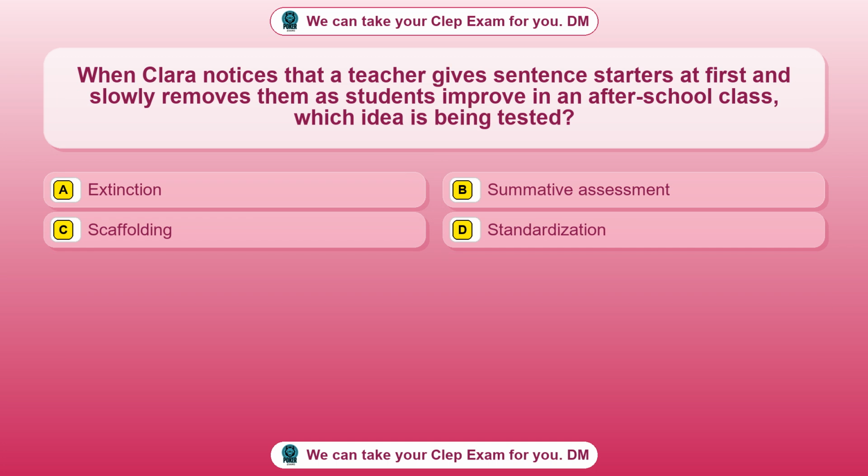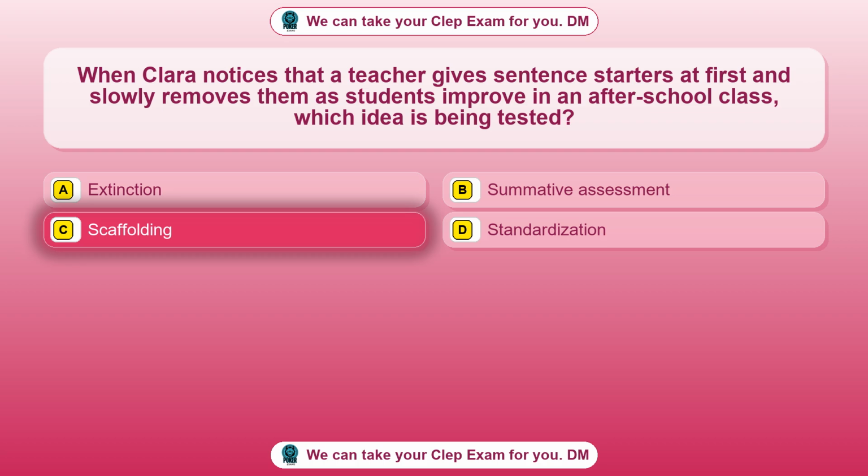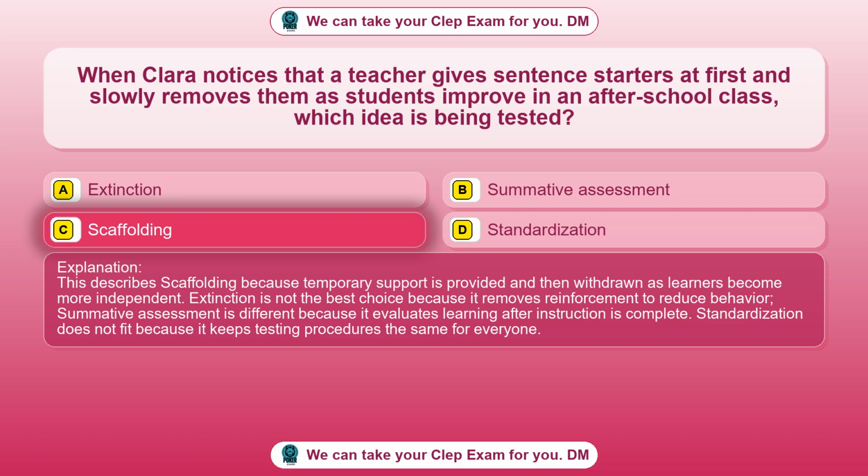Question 12. When Clara notices that a teacher gives sentence starters at first and slowly removes them as students improve in an after-school class, which idea is being tested? Option A, extinction. Option B, summative assessment. Option C, scaffolding. Option D, standardization. The correct answer is option C, scaffolding. This describes scaffolding because temporary support is provided and then withdrawn as learners become more independent.